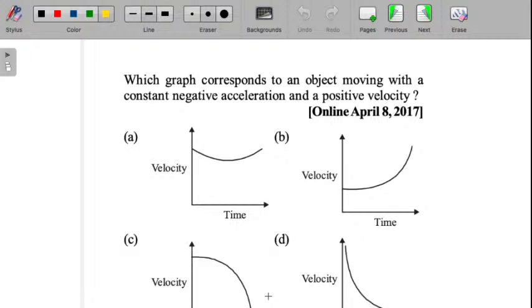Let's take another question. Which graph corresponds to an object moving with a constant negative acceleration and a positive velocity? So negative acceleration, and it's a constant negative acceleration. So your velocity versus time cannot be a curve, because the acceleration is the slope of velocity versus time. So these graphs are wrong.